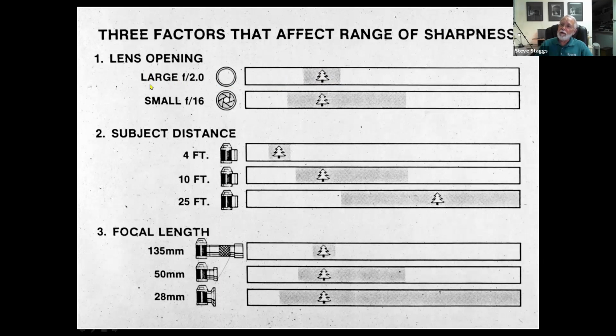For lens opening, a large lens opening like an f2 gives us shallow depth of field, while a small lens opening like f16 gives us greater depth of field. The second thing that affects depth of field is the distance you are from what you're focusing on. So if you're up close, like 4 feet, you're going to be shallow. If you're at 10 feet and you focus on the same object, you get more depth of field. And if you're at 25 feet and focus on the same object, you get even better depth of field.